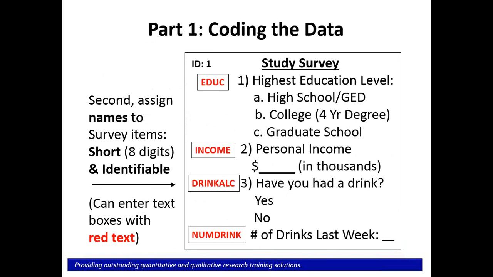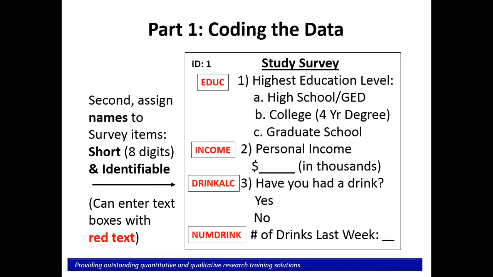So we have given red letters to highest level of education, which is survey item 1. It's common to call highest level of education EDUC, so that would be the name for survey item 1. And then item 2, personal income, we might just call income. We've inserted a text box right next to the item in Word, and we've made the letters red so we know that it's not part of the survey, it's part of our data dictionary coding.